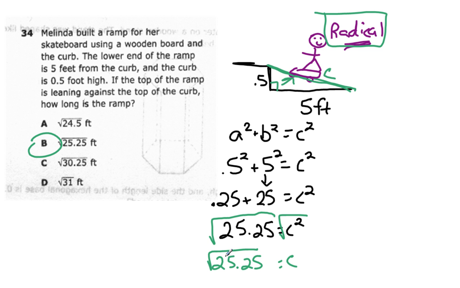And we could have figured this out. We could have estimated. This is just going to be a little bit more than 5. This will be like 5.1-ish.